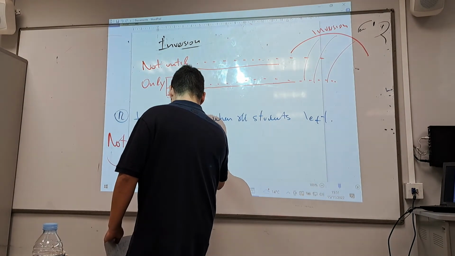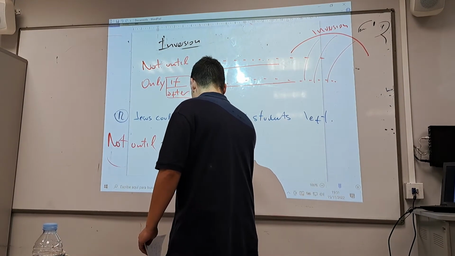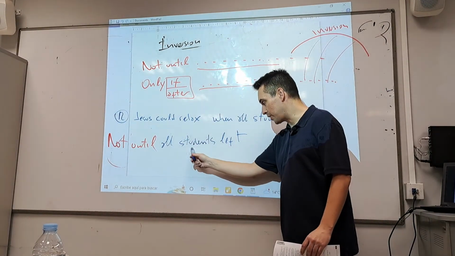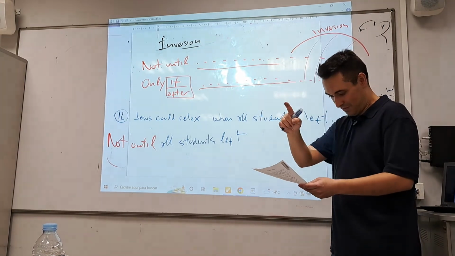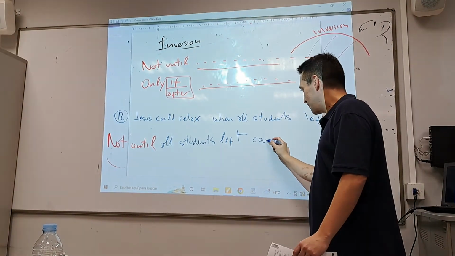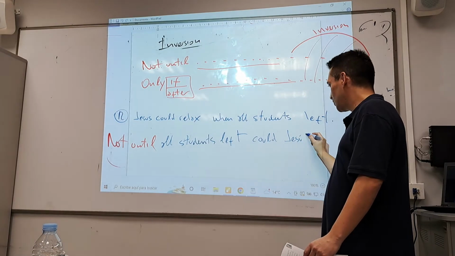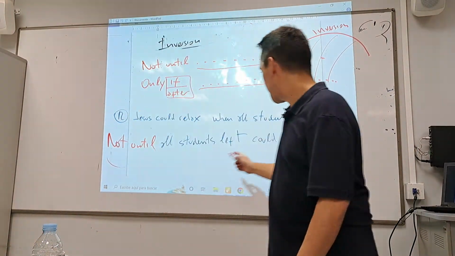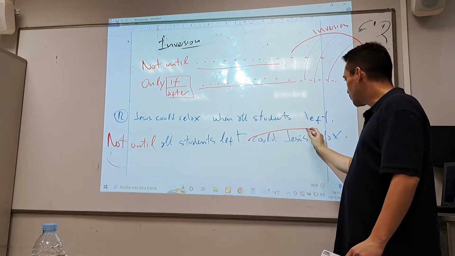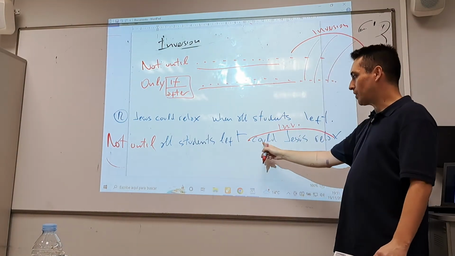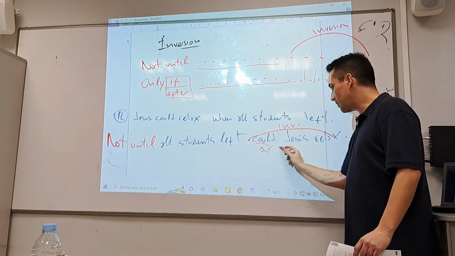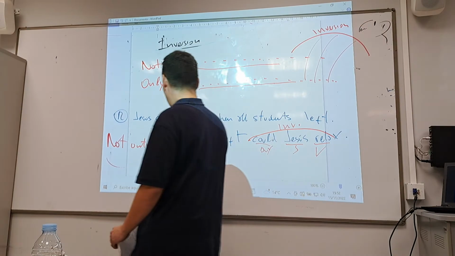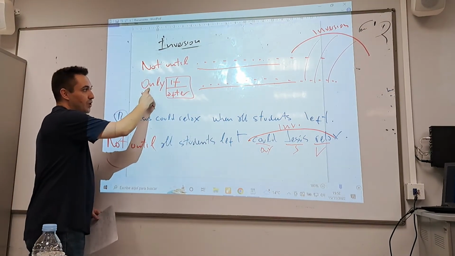You started very well. Not until all students left. And here there is no inversion. Students left. Could Jesus relax? Very good. Could Jesus relax? And this is the inversion, yeah? Could Jesus relax? The inversion is here on the second part. Auxiliary, subject, verb, yeah?